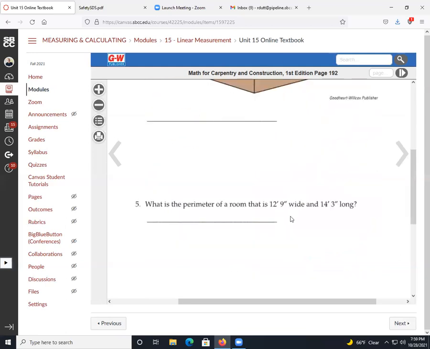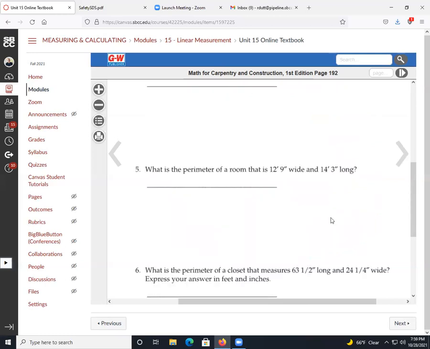What's the perimeter of a room that's 12.9 and 14.3 long? So an easy way to do this is convert those to decimals. Those are easy ones to convert. What's 9 inches converted to a decimal? What is the decimal foot that 9 inches represents? 3/4. Exactly. 9 inches is 3/4 of a foot. 9 over 12, 3/4. And how about 3 inches? 3 over 12. What's that? It's a quarter. So 9 3/4 plus 14 1/4 is 27 feet, right?